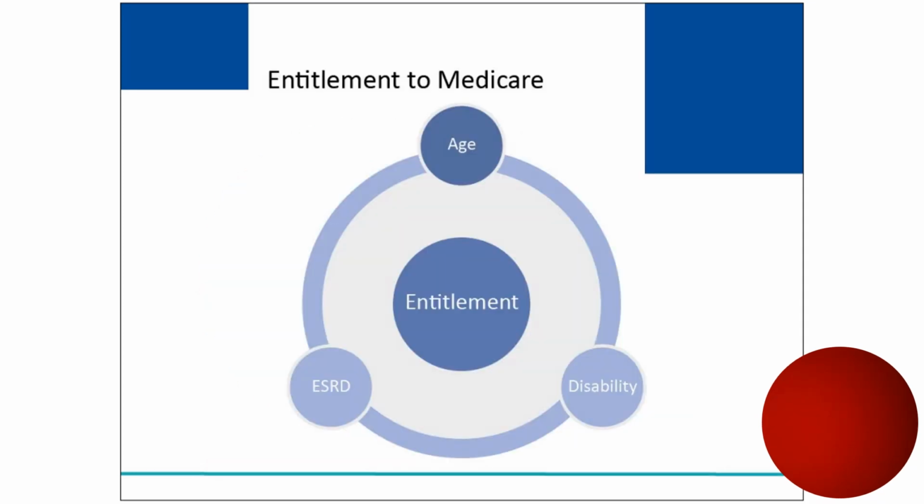Entitlement to Medicare. Medicare Part A, also referred to as hospital insurance, as well as Medicare Part B, or supplementary medical insurance, are available to three groups of insured individuals: the aged, the disabled, and those with ESRD. Following is an explanation of how an individual becomes insured, as well as an explanation of the eligibility requirements for each group.